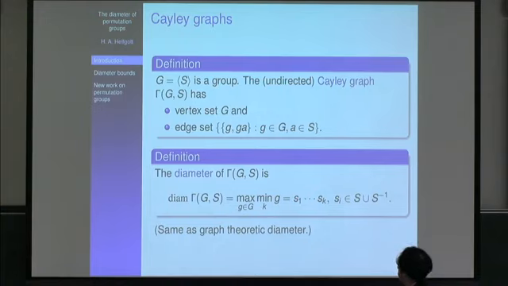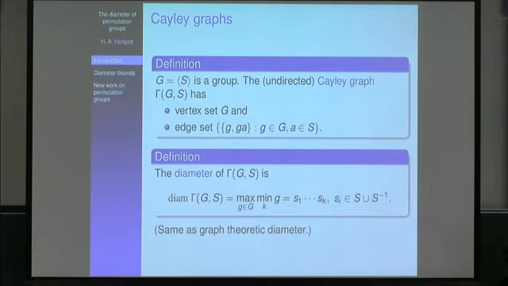So the diameter of the Cayley graph is defined simply to be the diameter of the graph. Again, this is something that most of you know better than I do. You define the distance between two points in Cambridge, say, not as a Euclidean distance, but as the length of the shortest path between them. And then the diameter of Cambridge is the maximum over all pairs P1, P2 of the distance from P1 to P2. That's the diameter of a graph.